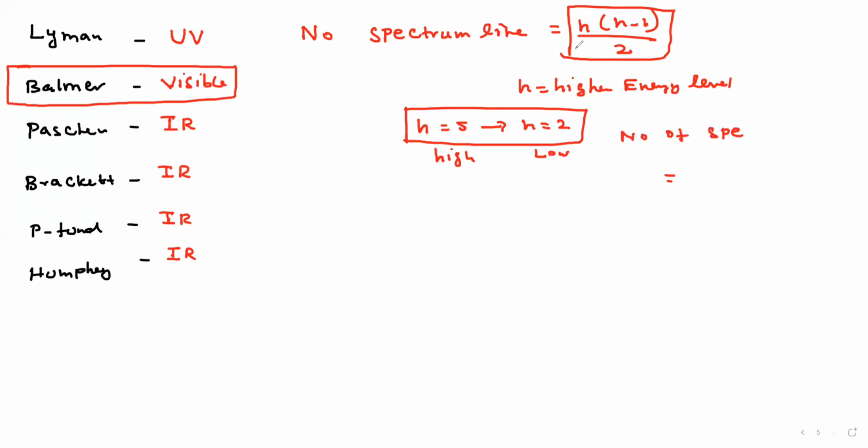What is the formula I give? n(n minus 1) by 2, that is 5 into 4 by 2. The answer is 10. Ten spectral lines are possible. Using this formula, I'm going to find out the number of spectral lines.